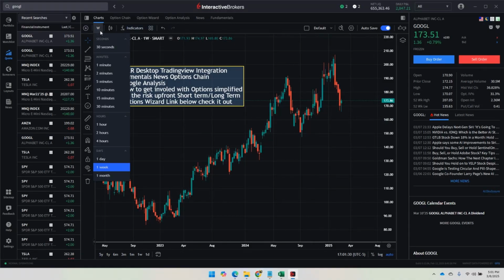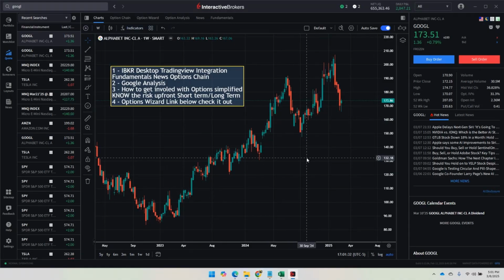So I went ahead here and I went to the weekly chart. I like to do a lot of longer term play analysis on the weekly. And I'm looking at Google because I saw this beautiful hammer bar right at a key Fibonacci level. All right. So let me just show you how to draw it with the integration inside of Interactive Brokers as well quickly. And then we'll get into the options wizard part of it.